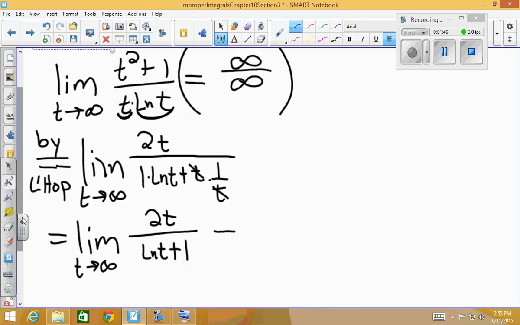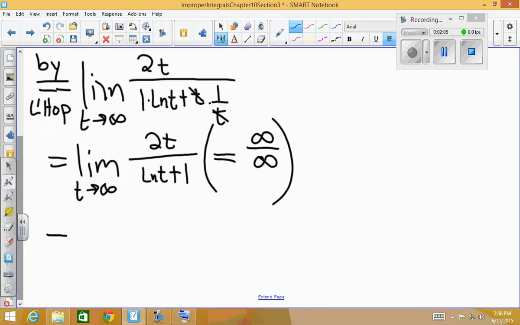Once again, if we try to evaluate this, we're going to get infinity over infinity. T goes to infinity, so 2 times t goes to infinity. T goes to infinity, so the natural log of t goes to infinity, and plus 1 goes to infinity. Still, we have an indeterminate form. So let's try L'Hopital's rule again.